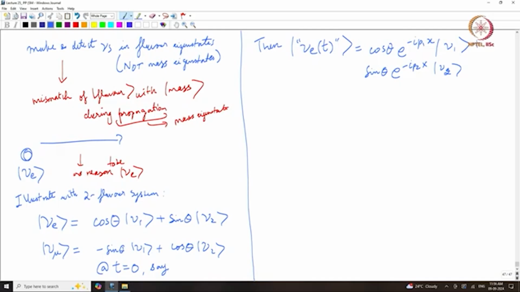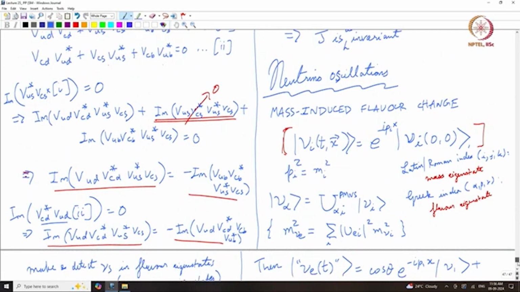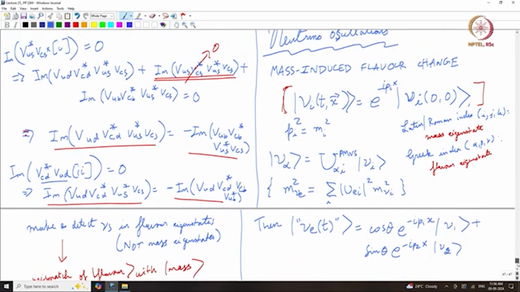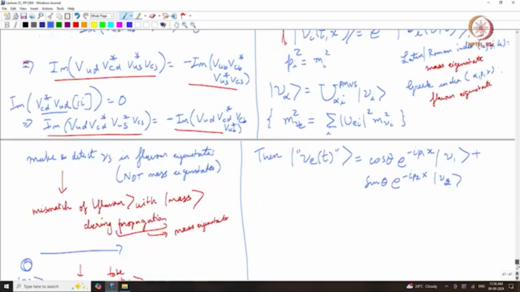So, it is not clear what to call that combination. So, I am just calling it nu e of t within quotes, it is not really nu e now. You are not going to detect this thing as nu e, because you basically change the coefficients of nu1 and nu2, using this e power minus i factor. So, you can already see some notion of flavor change. I said mass induced flavor change, correct. Just like that, because you have a mass and because you have propagation, you change the flavor. So, where do the oscillations really come from? We will see.